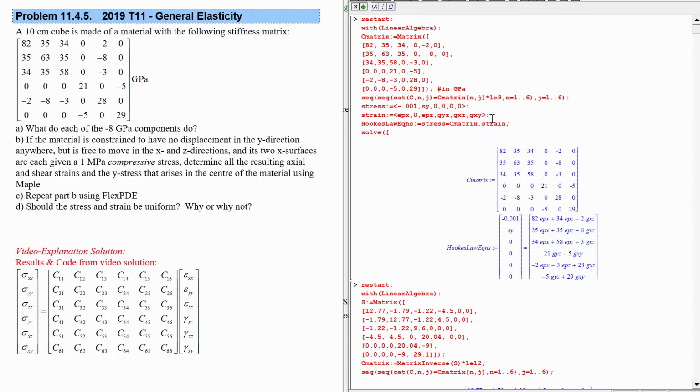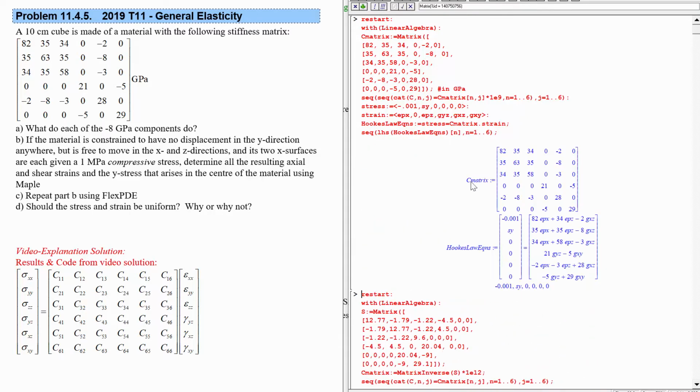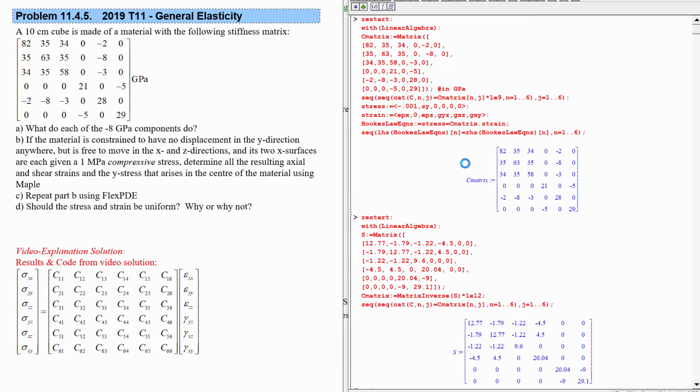Let's try, solve sequence of Hooke's law equations. What do we want? We want the left-hand side of this Hooke's law equation, so we'll say left-hand side of that thing, n equals 1 to 6. That should give us all of those things on the left-hand side written out. Then we're going to set that equal to the right-hand side of the same Hooke's law equations, and now we should have each equation.